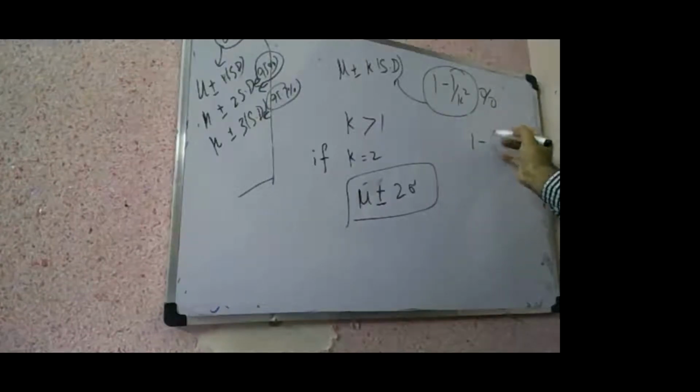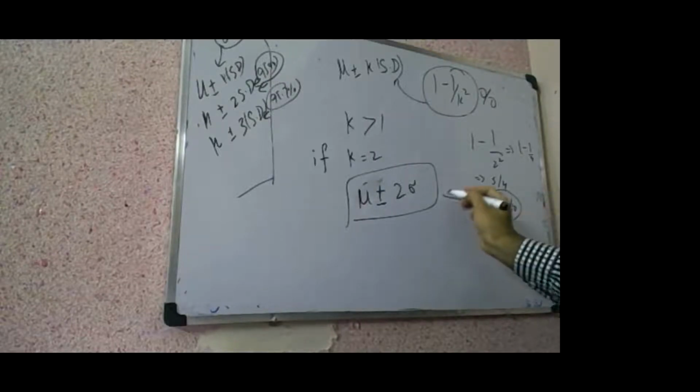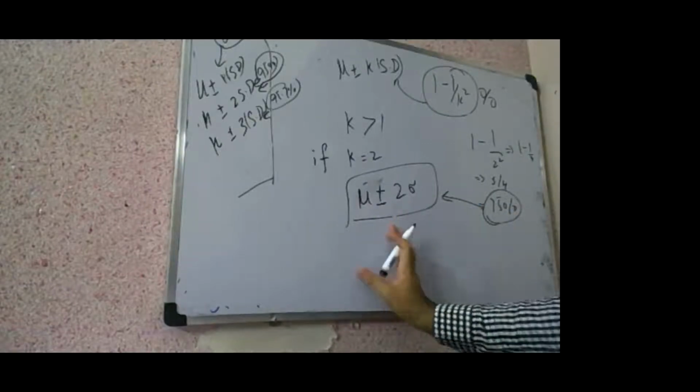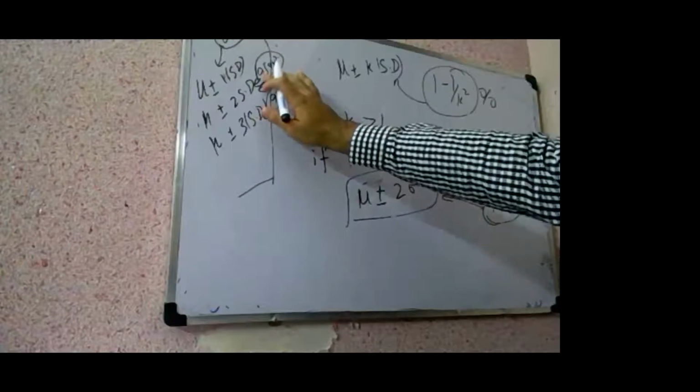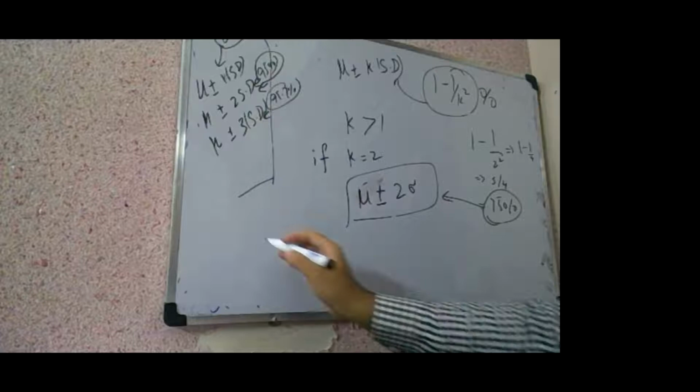So 1 minus 1 by 2 square, which is 1 minus 1 by 4, which is 3 by 4, which is 75%. So in this shape, 75% of data lies here. So you see, for sure, it's not symmetric because in symmetry it's 95%. So how do we know that? Is it skewed, positive skewed or negative skewed?